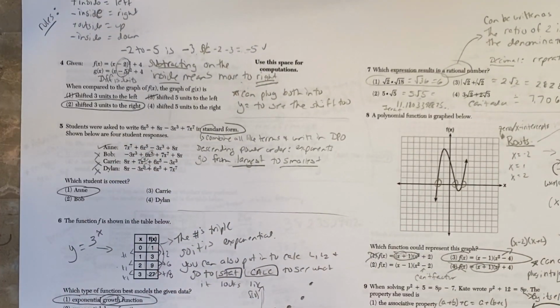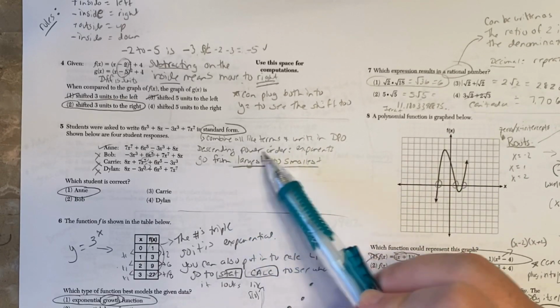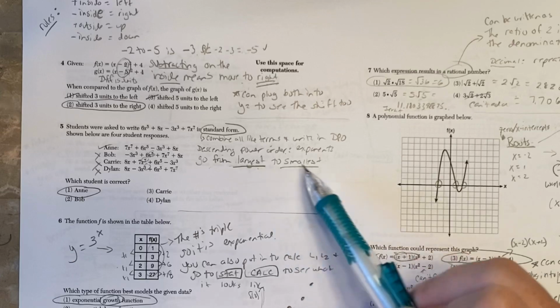All right, number 5. Students were asked to write it in standard form. Remember standard form? Combine all your like terms. Write it in DPO, descending power order. That means exponents go from largest to smallest.